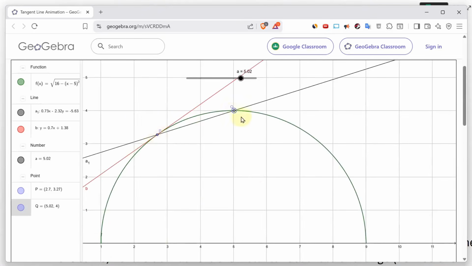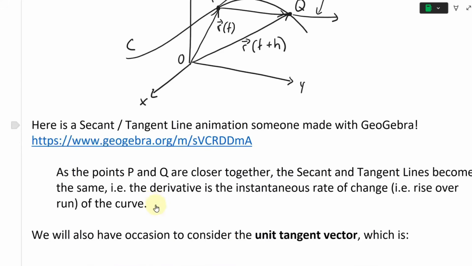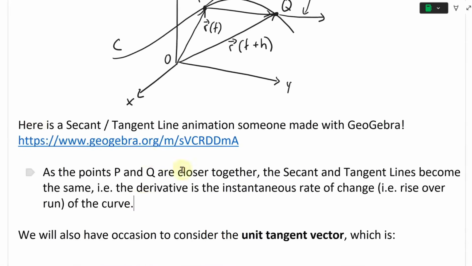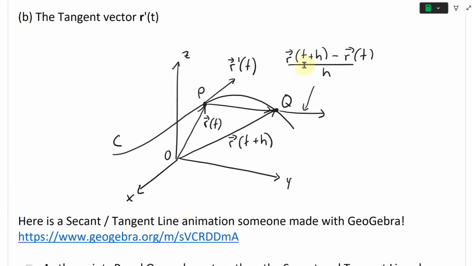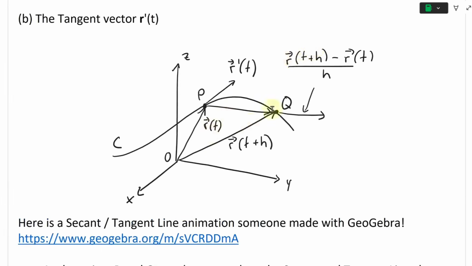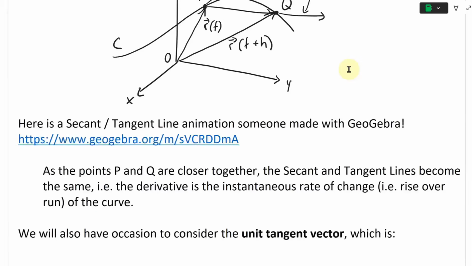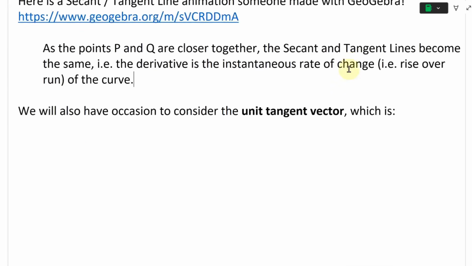As you get closer to this one, as Q gets closer to P, in other words, the h value approaches 0, then they basically coincide. So as the points P and Q are closer together, the secant and tangent lines become the same, i.e. the derivative is the instantaneous rate of change, i.e. rise over run of the curve. In this case, there's the rise, the difference between these two values of the curve, divided by the parameter difference h. So this one is r of t plus h minus r of t, divided by h. Very similar to regular real valued derivatives.